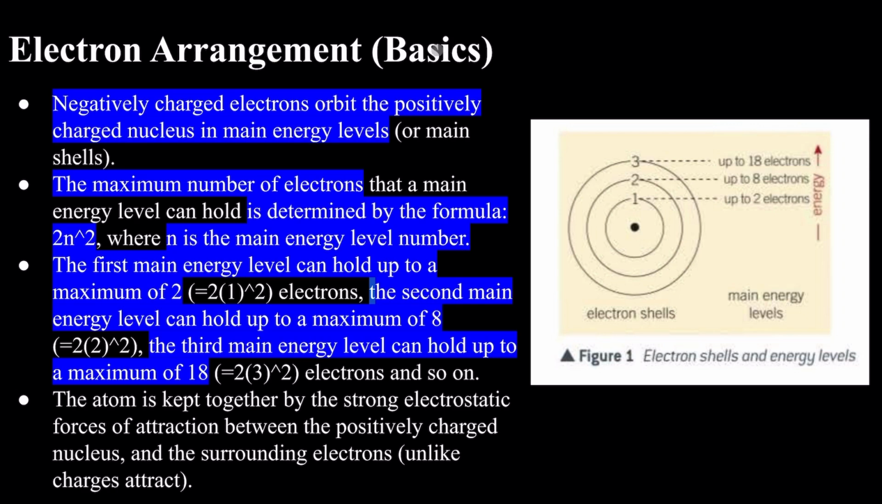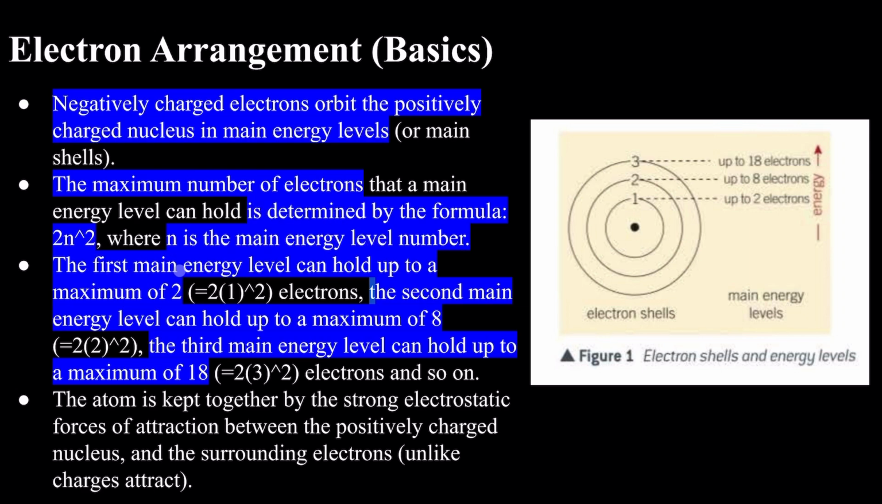So let's talk about the basics of electron arrangement. Negatively charged electrons orbit the positively charged nucleus in main energy levels, so you can see them here. This is the first main energy level, the second, and then the third. The maximum number of electrons that a main energy level can hold is determined by the formula 2n squared, where n is the main energy level number.